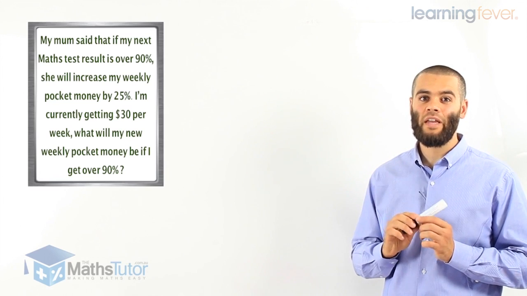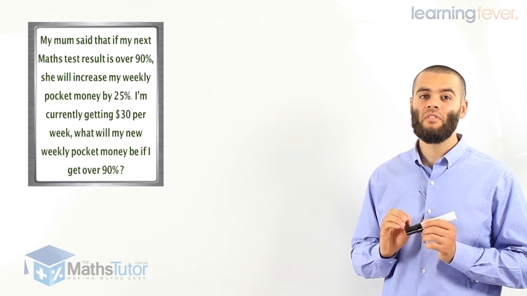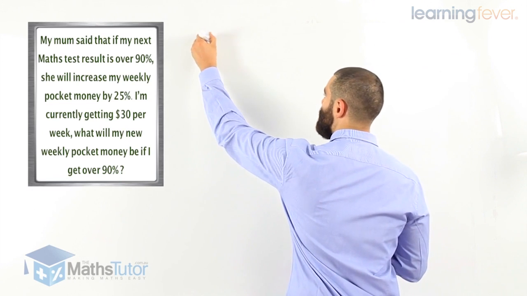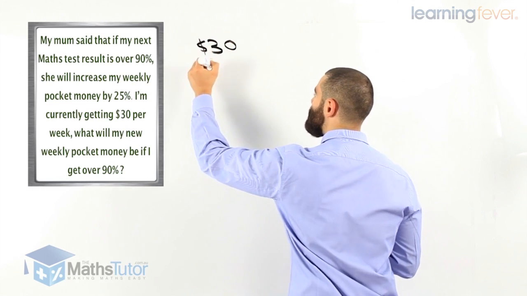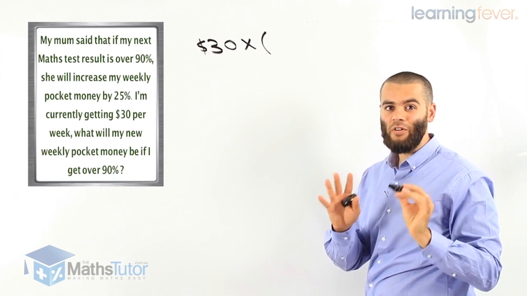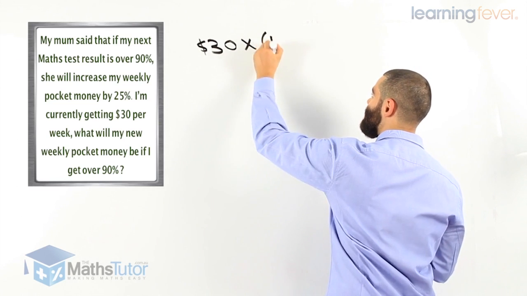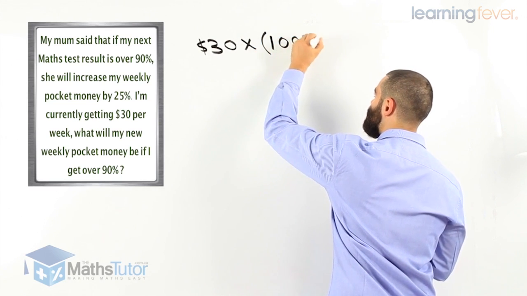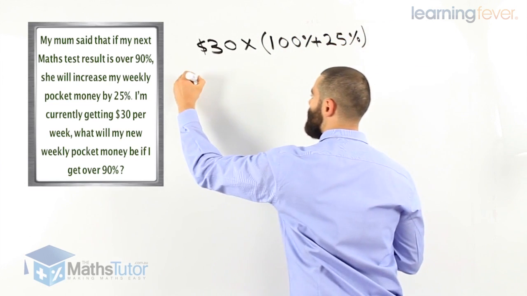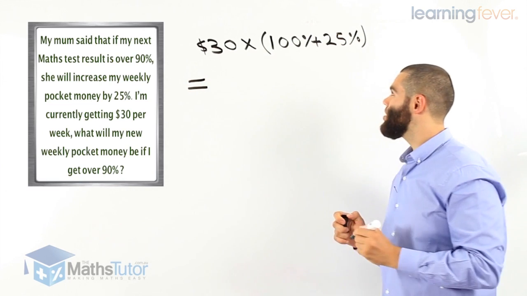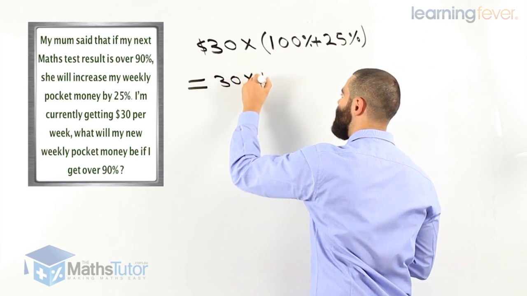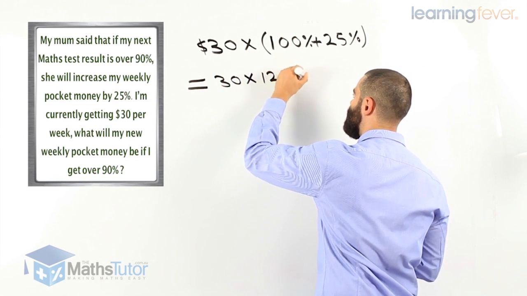Mum said, if you get over 90% in your next maths test result, I'm going to increase your $30 by 25%. Let's work out and see what he'll earn if he gets over 90% in his next maths test. $30 is going to be increased by 25%. And we said to increase, we add 100% plus our increase, which is 25%. 30 times, and this becomes 125%.